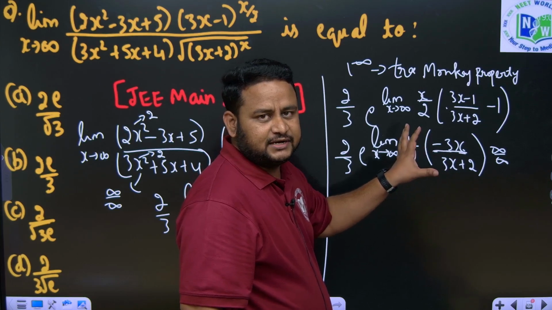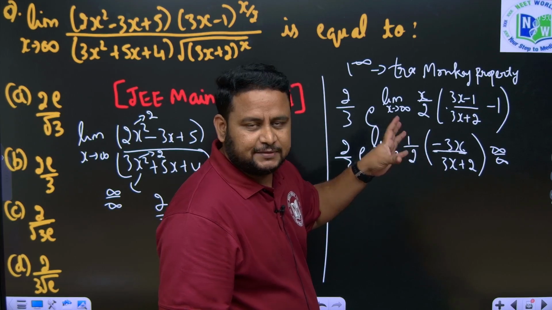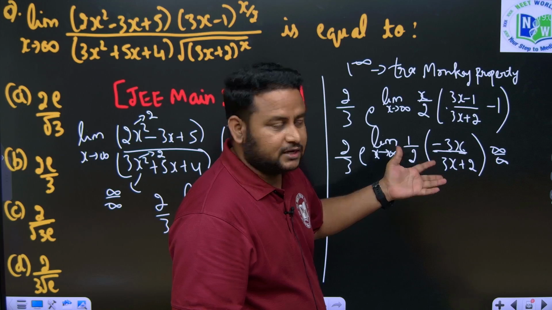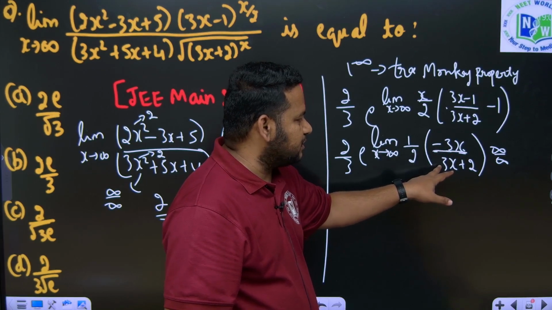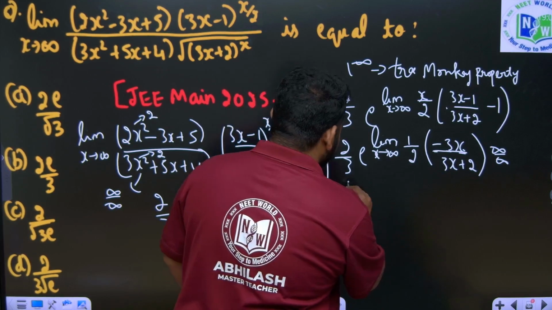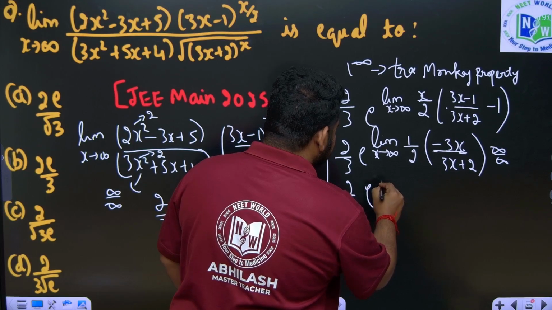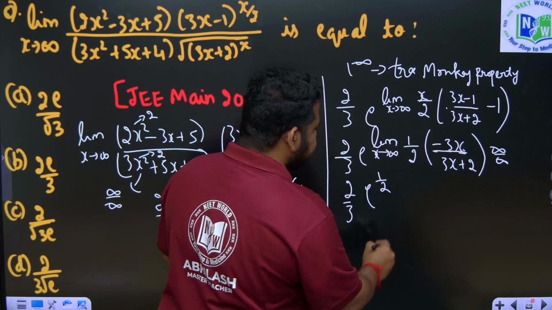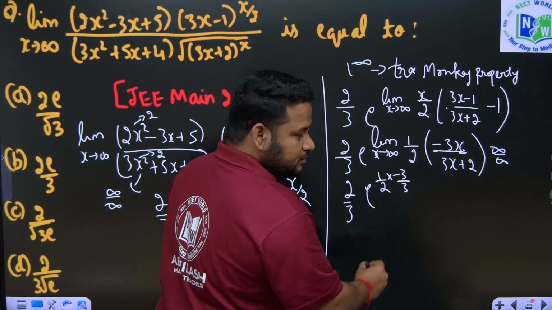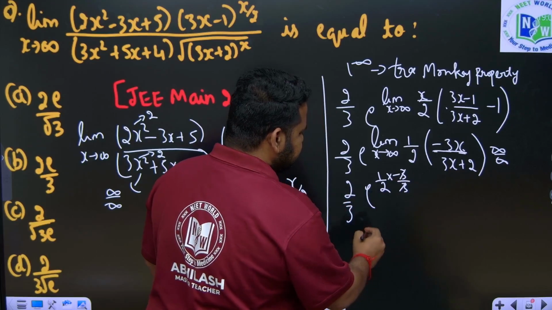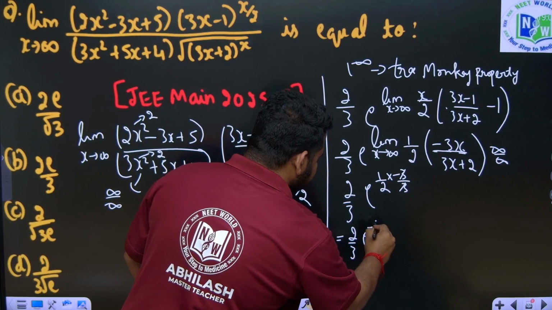Coefficient of highest power of numerator divided by coefficient of highest power of denominator. So here coefficient of x is what? Minus 3. Here coefficient of x is what? 3. So this will become what? 2 by 3 into e power 1 by 2 into e power 1 by 2 into minus 3 by 3. So this I can cancel, 3 I can cancel. So I will be left with what? 2 by 3 into e power minus 1 by 2.